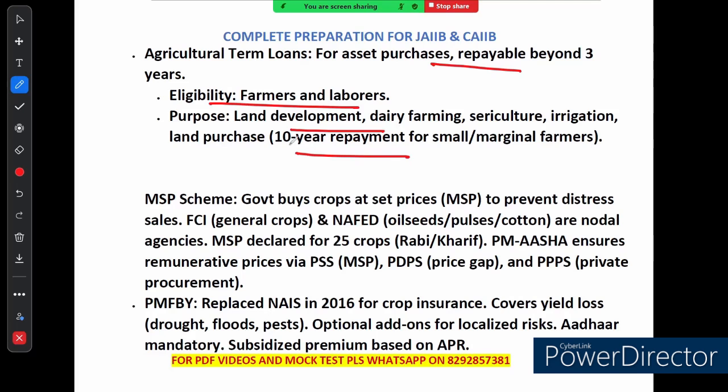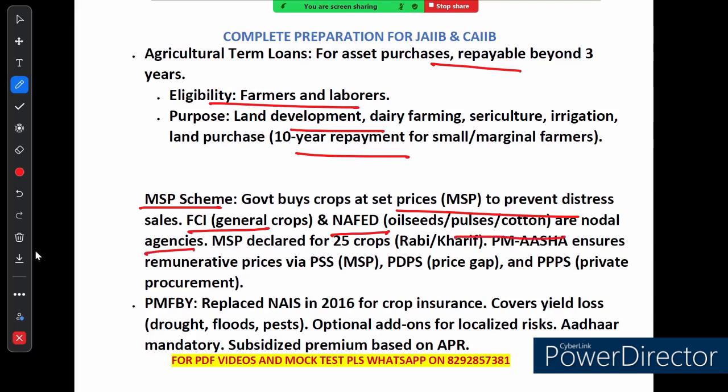So these are the eligibility criteria. Now let's talk about the MSP, that is the minimum support price, and how the government makes sure farmers don't lose money when they sell their crop. The MSP is the fixed price at which the government buys crops from the farmer. This prevents them from having to sell at a low price when there is a surplus. The Food Corporation of India and NAFED buy the oilseeds, pulses and cotton. These are the nodal agencies.